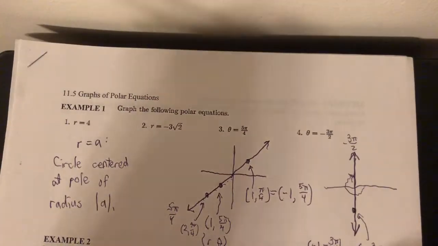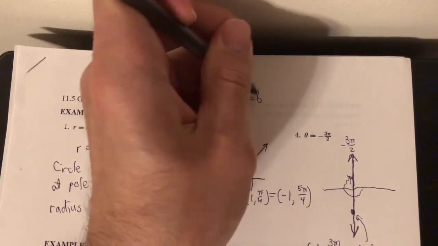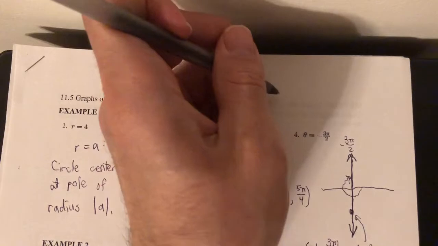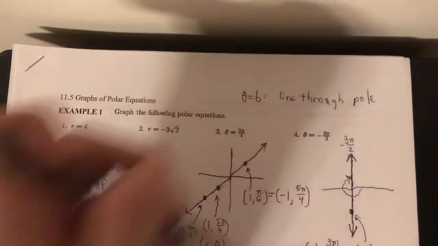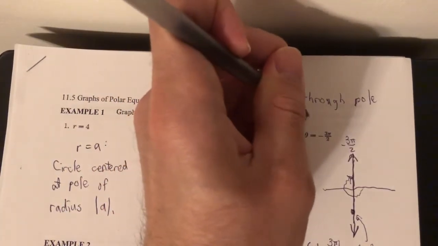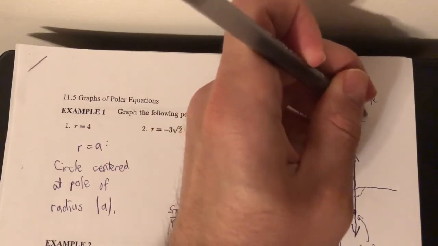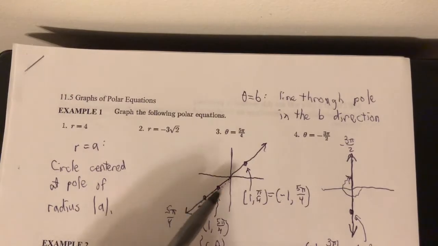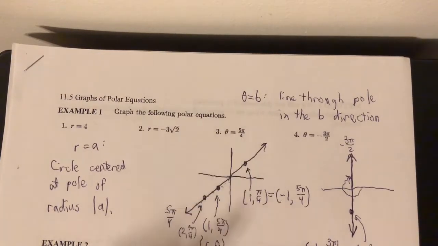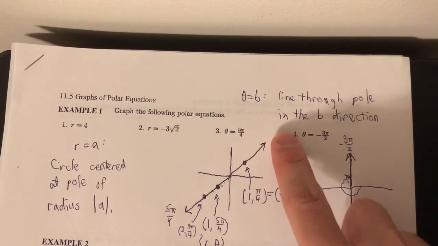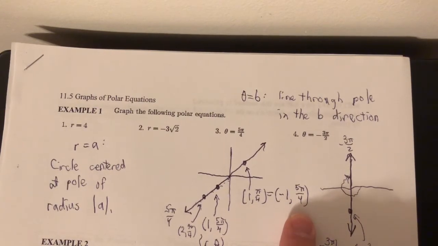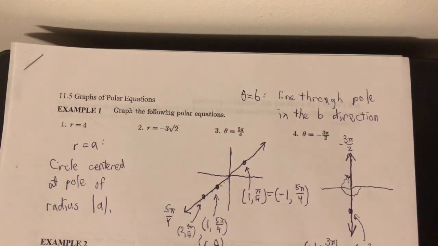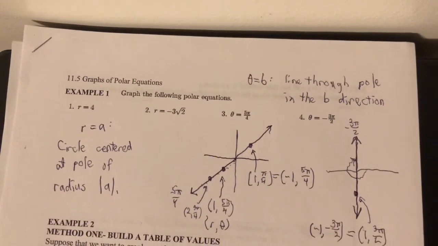And if I look at theta equals some number, this is going to be a line through the origin. So it's a line through the origin or a line through the pole in the b direction. So like we saw here, this was a line through the pole in the 5π/4 direction. So remember, that's going to include even the π/4 direction, because I can think of any point with a π/4 direction as also in the 5π/4 direction by negating the radius. So, as I said, these are the simplest examples of polar equations we'll look at here.